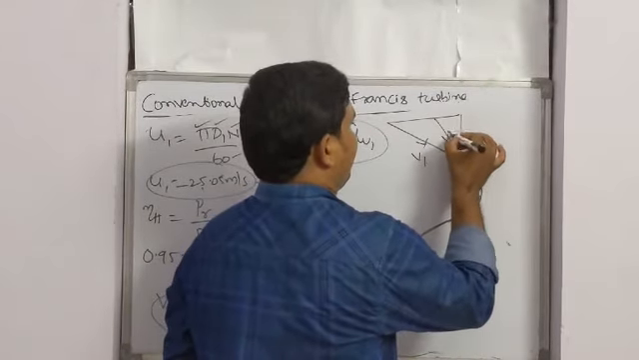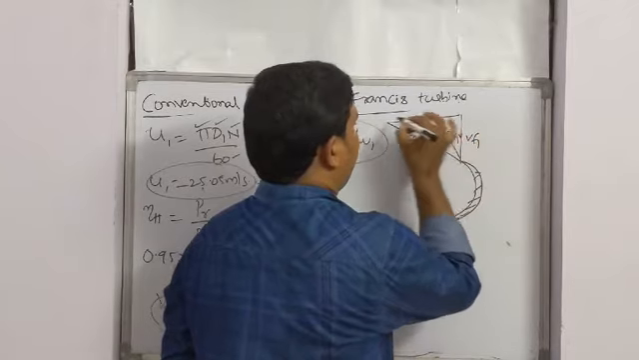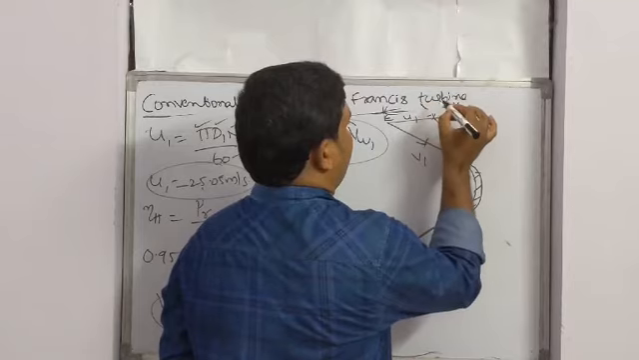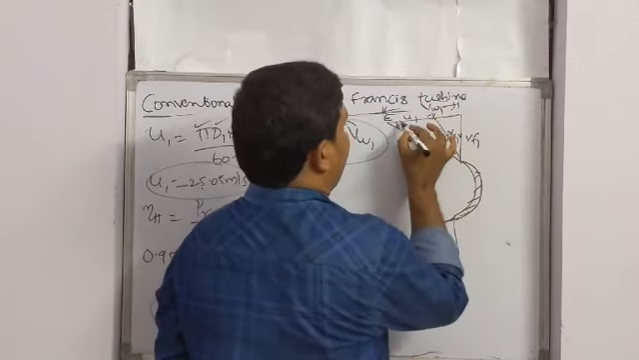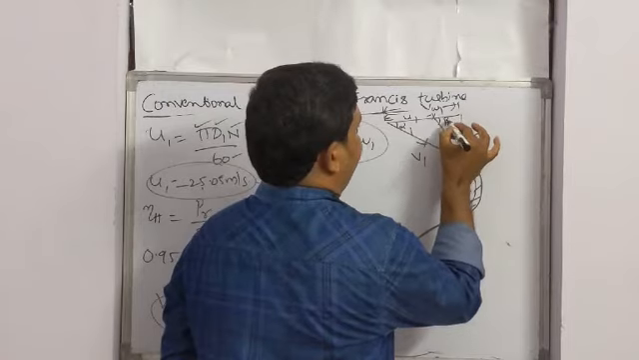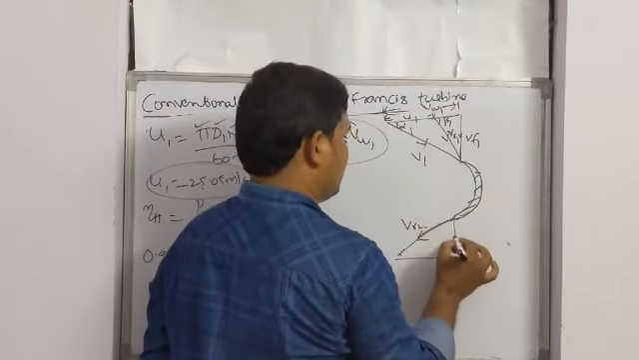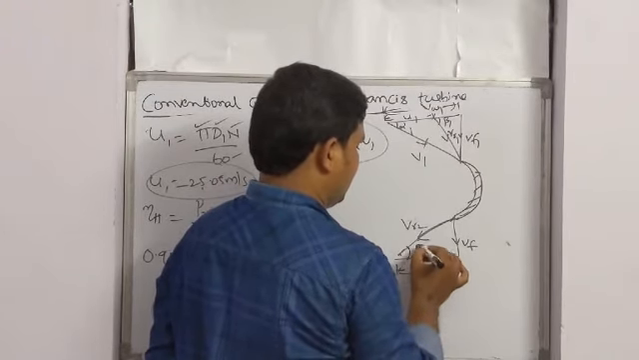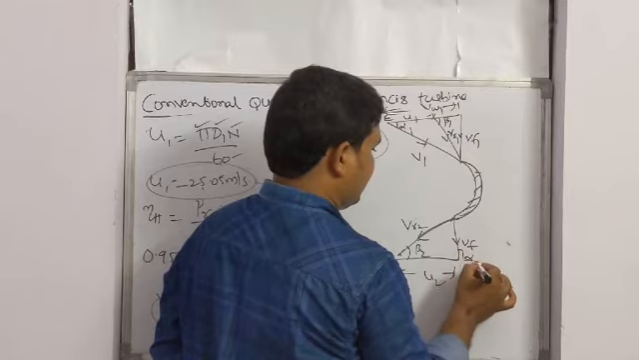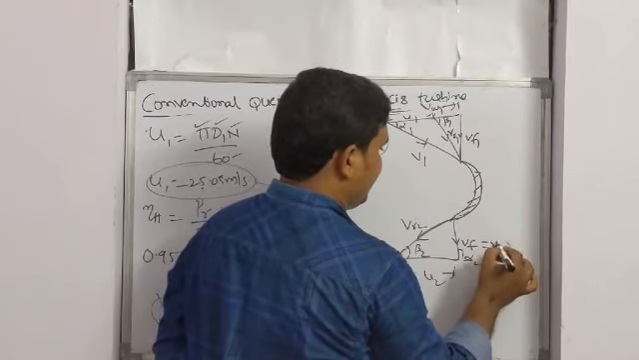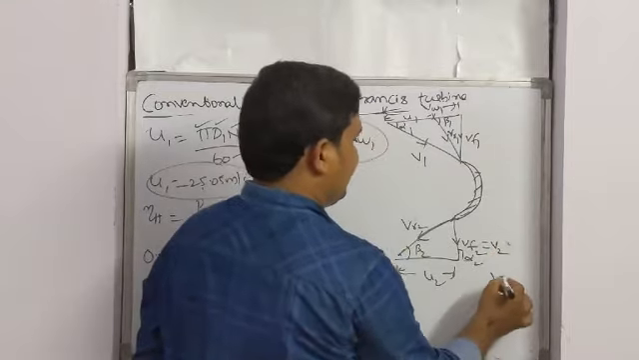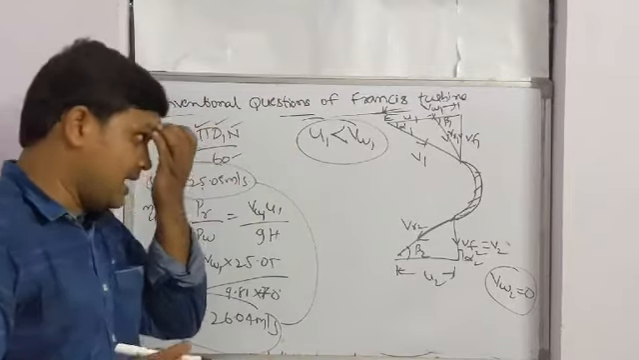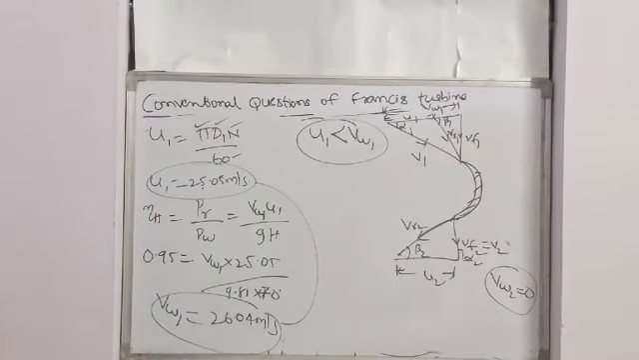This is V1, Vr1, Vf1, this is u1, this is Vw1, alpha 1, beta 1, Vr2, Vf2, u2, this is beta 2, this is alpha 2. Then alpha 2 is 90 degrees, Vf2 is equal to V2, then Vw2 will be 0 in a modern Francis turbine, because water leaves axially. This is the inlet velocity triangle, so everything is known.